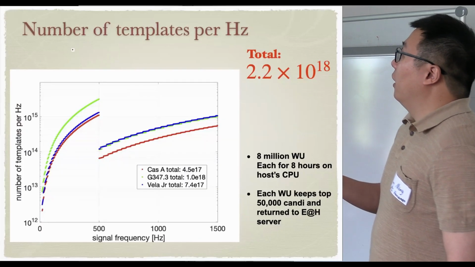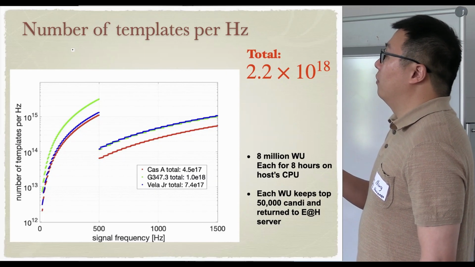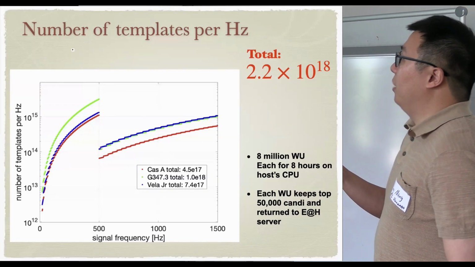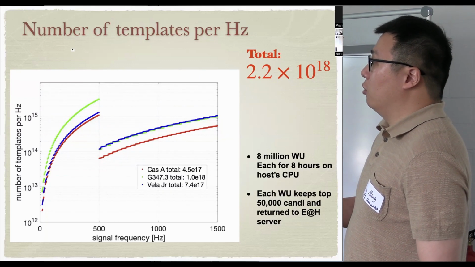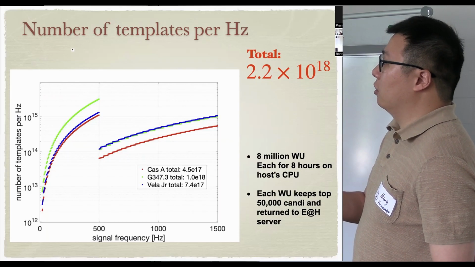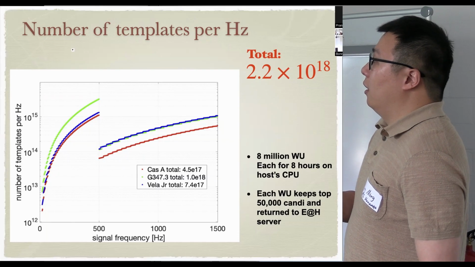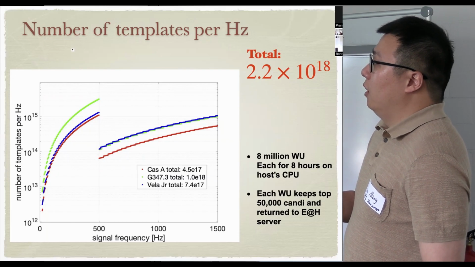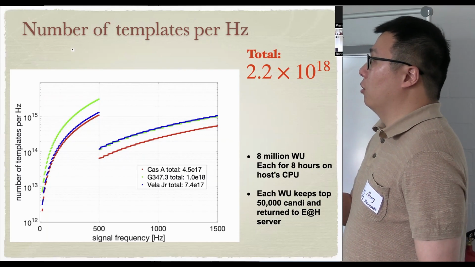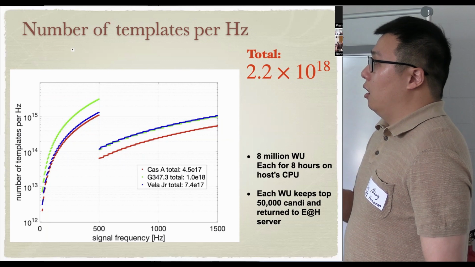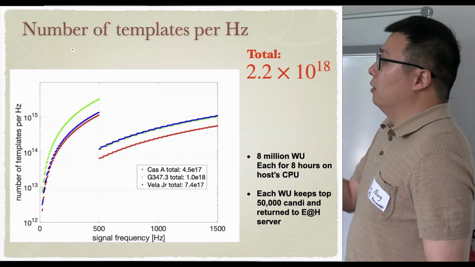Here is the total number of templates that we have searched: 2 times 10 to the 18th. And here is the number of templates we searched per hertz. You can see for different sources at different frequencies, we have different numbers of templates. It's mainly because when the frequency goes higher, the number of templates we need to search goes higher, since the search range in the spin-down goes higher when the frequency goes higher.